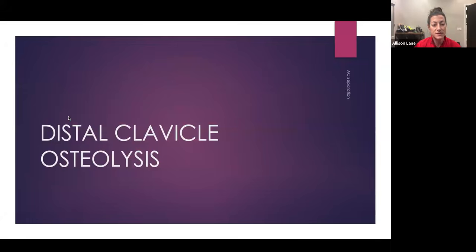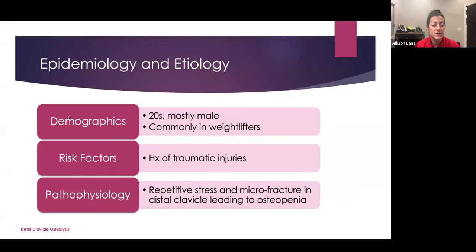So a little bit on distal clavicle osteolysis. Typically 20s, males. The common one we'll see is weightlifters. Risk factors otherwise are going to be traumatic injuries, history of traumatic injuries. But really, the reason, especially why in weightlifters we see this, is this repetitive stress and microfractures to the distal clavicle. And ultimately, that leads to a little bit of osteopenia.